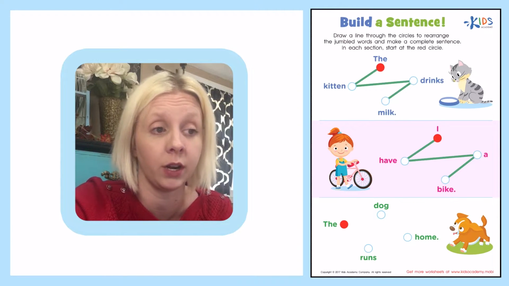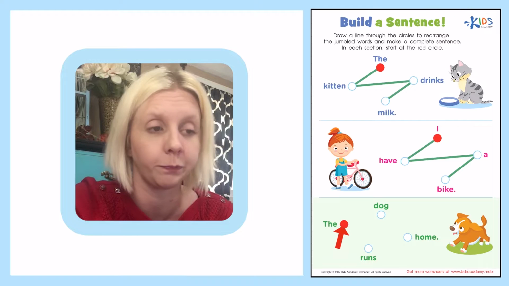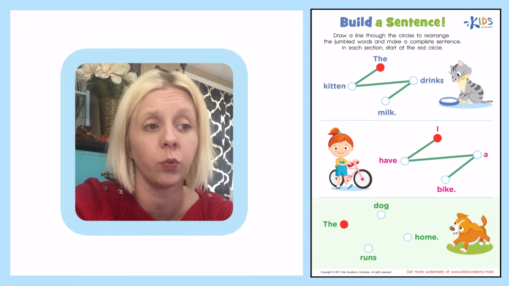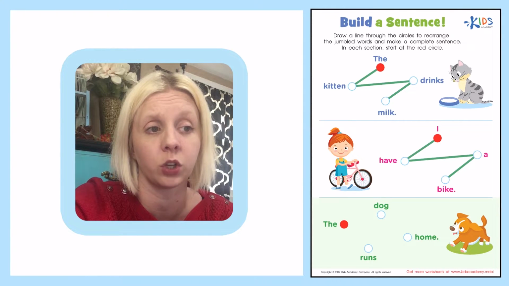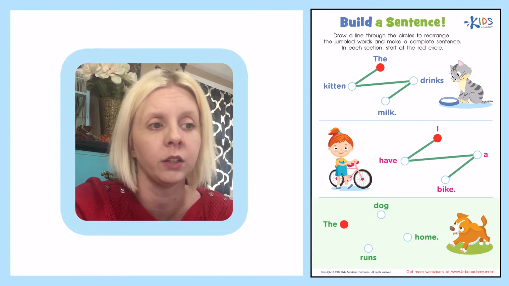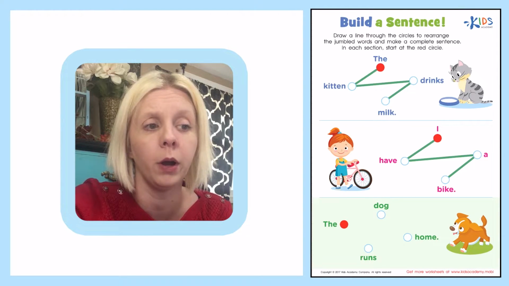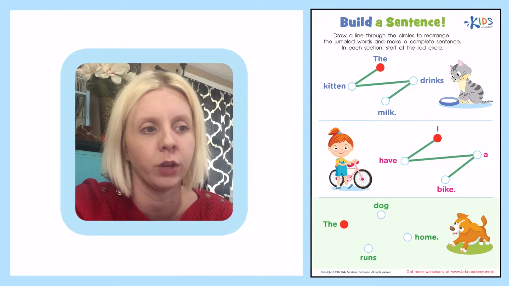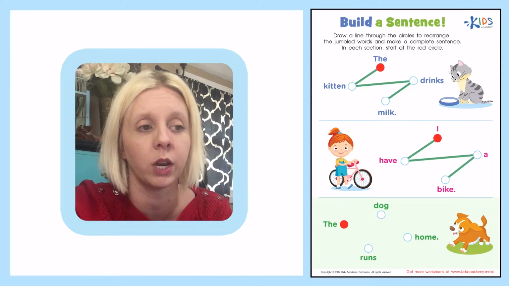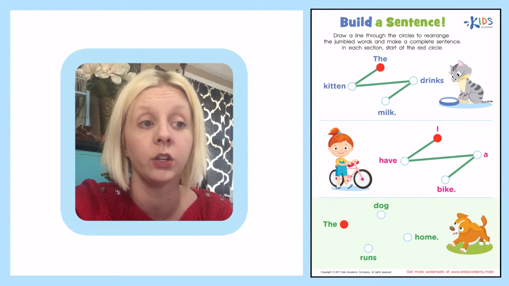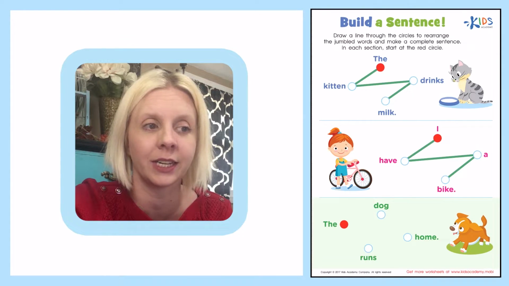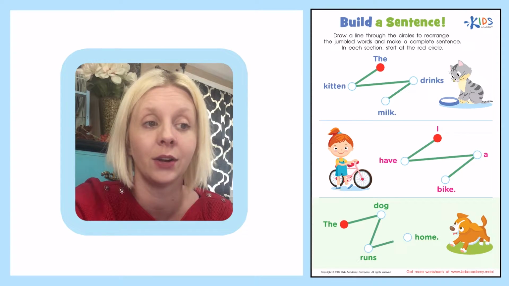All right, so the next one in our section, we're going to start on the red circle, the. And the rest of the words are dog, home, and runs. Now, I know I can't start with runs. The runs won't make sense, so I have to start with either the dog or the home. Let's start with home. The home runs dog. Well, can a home run? No, it can't run, and it can't run dog. So I'm sure that's not the right order. Let's try it again. That didn't make sense. The dog runs home. Does that make sense? Yep, we've got a little puppy dog here, and it looks like he's running home. So here we go. The dog runs home.